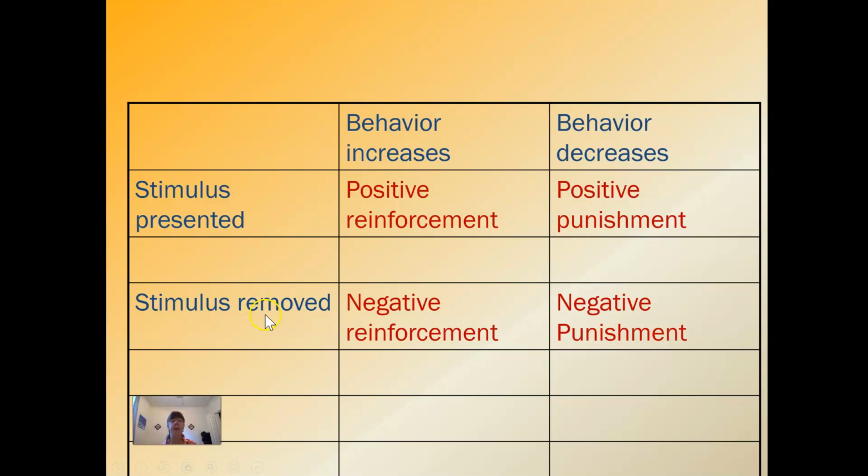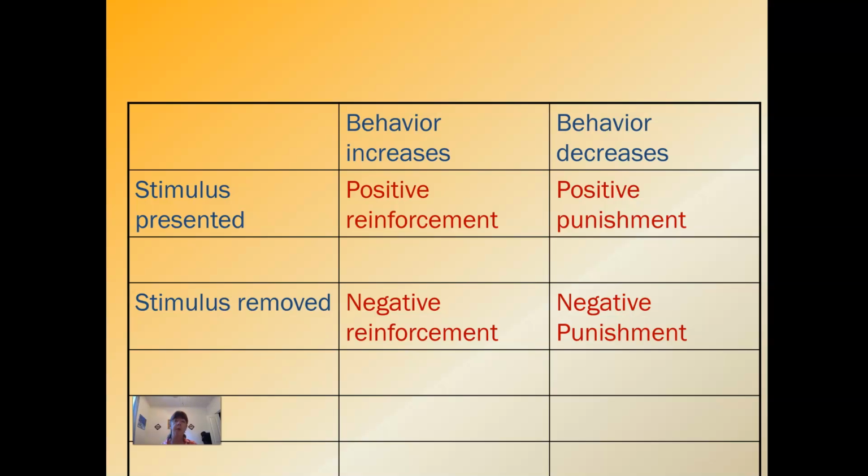And then finally, stimulus removed and the behavior decreases, that's negative punishment. So a good example of that is if somebody has to pay a fine. You're taking money away from them, and as a result, their behavior will decrease. So if somebody was speeding and they have to pay a fine, you're taking the stimulus away, you're taking the money away, and hopefully their speeding will decrease. And if it does decrease, that's called negative punishment.